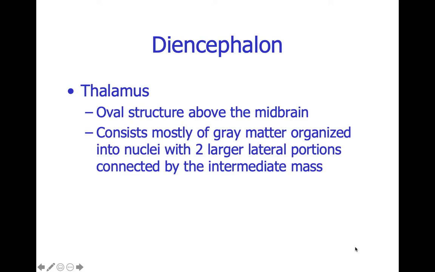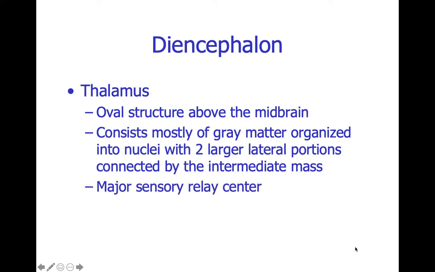Gray matter is going to be unmyelinated fibers, right? Either cell bodies or unmyelinated axons and dendrites that are organized into nuclei, clumps, with two larger lateral portions connected by the intermediate mass. The best way I can describe this to you is as a yo-yo. Okay, the two larger lateral portions are the yo and the yo, right? The two main parts of the yo-yo. And the intermediate mass is the stick that connects the two parts of the yo-yo that we put the string around, right? So that's what this is going to look like.